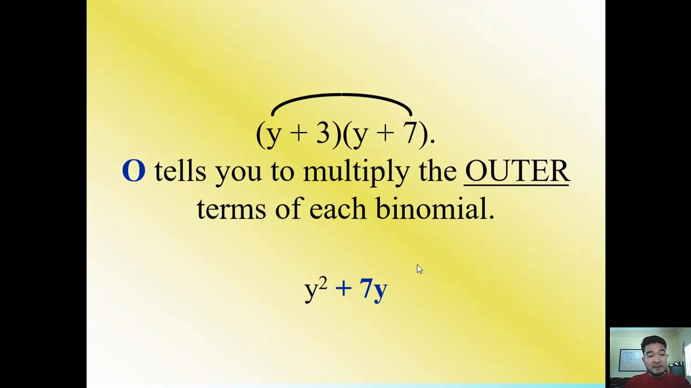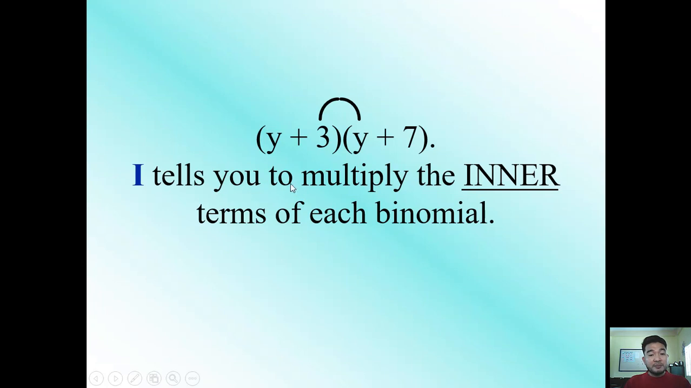Ano kaya yung I? I stands for inner. So I tells you to multiply the inner terms of each binomial. Na i-multiply na natin kanina yung nasa pinakalabas na dalawang terms. This time we multiply the innermost terms of these two binomials. So that's 3 and y. 3 times y is equal to 3y. So continue lang, no? Y squared plus 7y plus 3y.